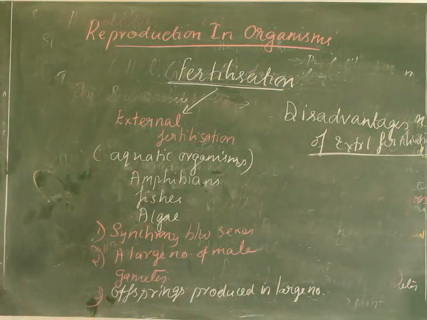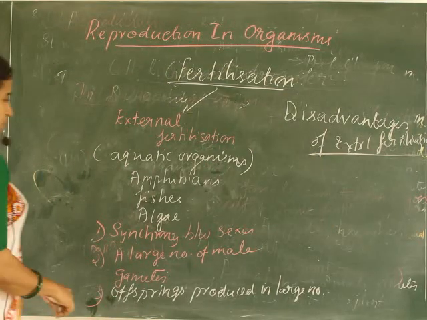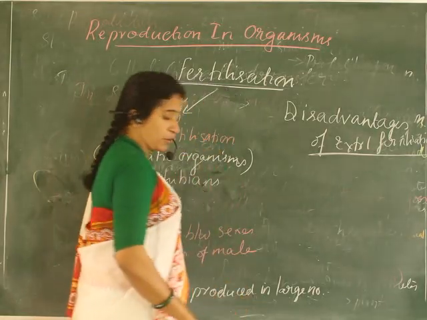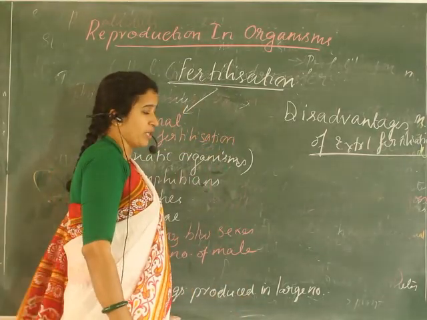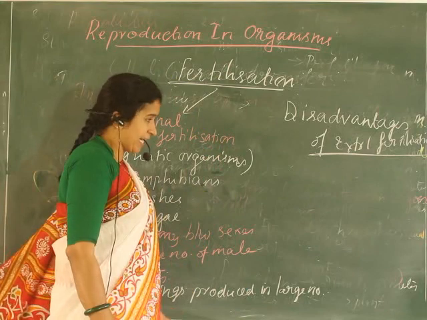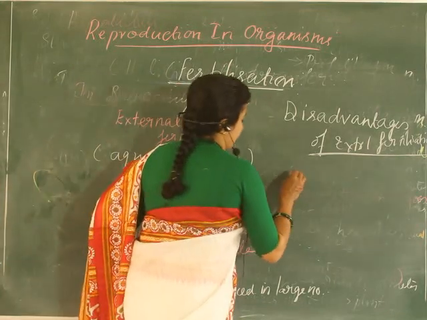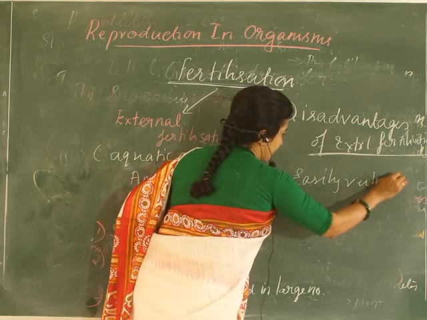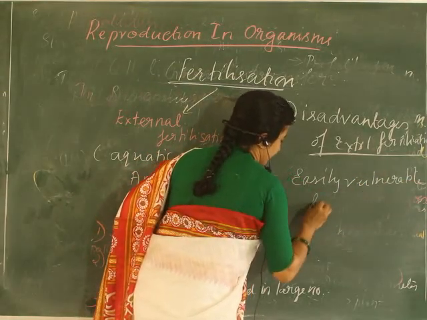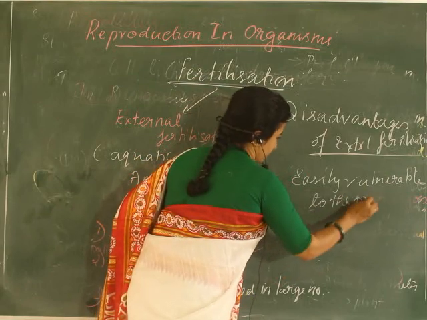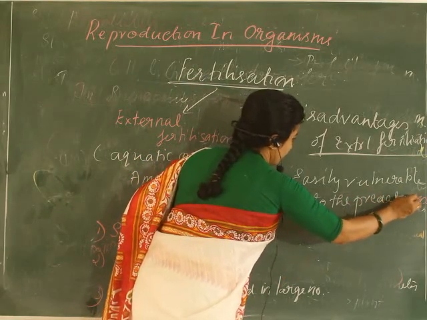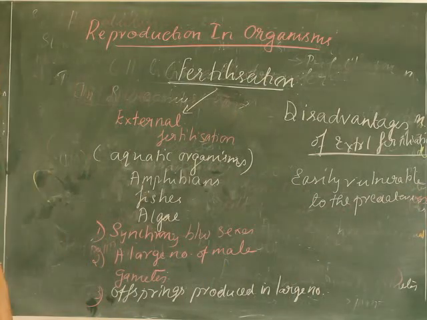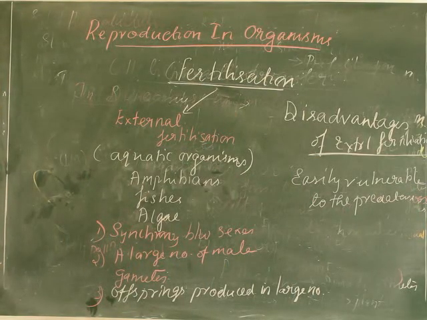That's why their offsprings are produced in large numbers. Since they are exposed to predators very soon, they are easily vulnerable to predators. This is a disadvantage of external fertilization. So, this is regarding one type of fertilization.